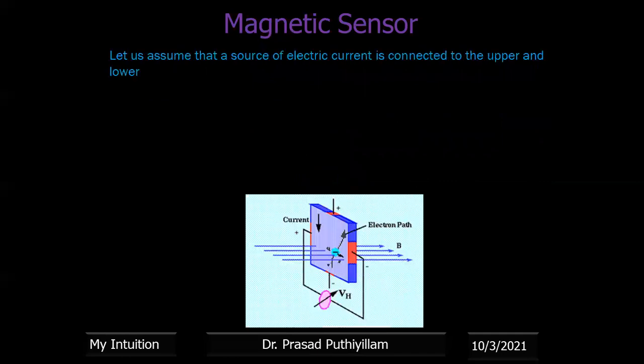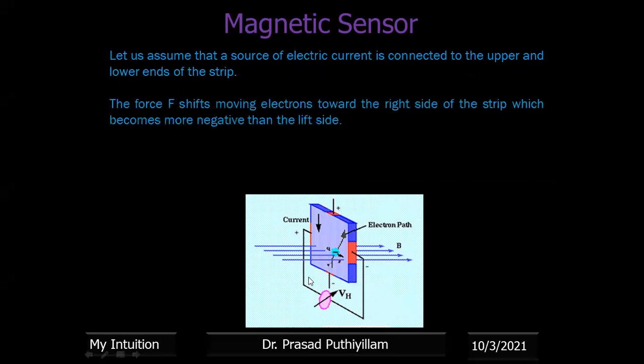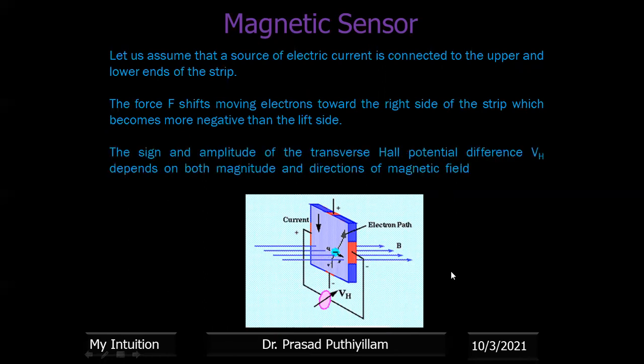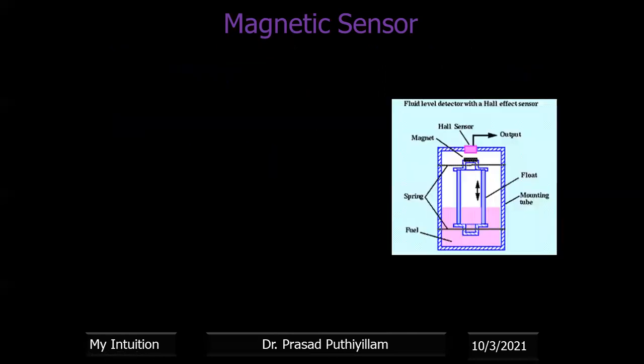So the Hall effect: let us assume that the source of electric current is connected to the upper and the lower end of the strip, which is indicated as plus and minus, and the movement of electrons is also represented. Because of the Hall effect, the force F shifts moving electrons toward the right side of the strip, which becomes more negative than the left side. Therefore, there is a magnetic field there. The sign and amplitude of the transverse Hall potential difference, that is VH, depends upon both magnitude and direction of magnetic field and electric current.